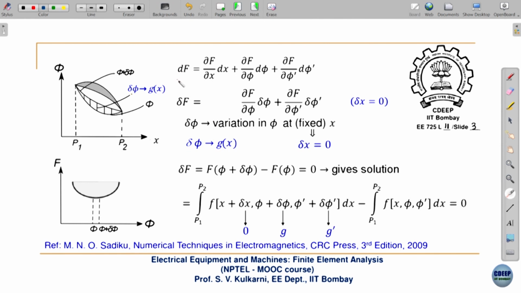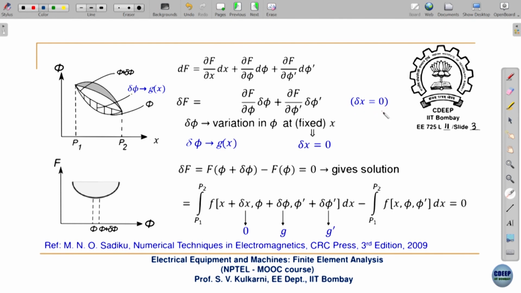Now here we know the total differential dF is ∂f/∂x into dx, plus ∂f/∂phi into d phi, plus ∂f/∂phi dash d phi dash, right. But when it comes to variation in F, when we are doing variation, we are not varying x. So that is why we are saying del x is equal to 0.